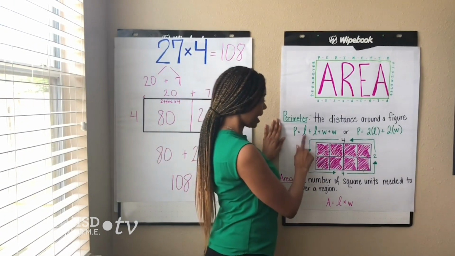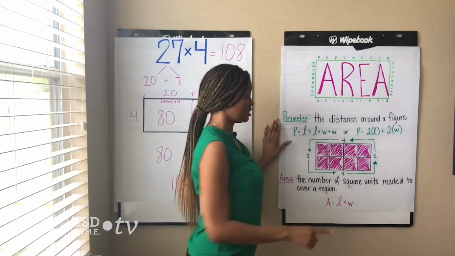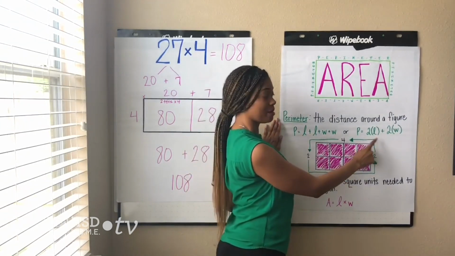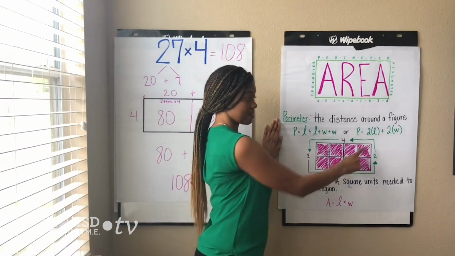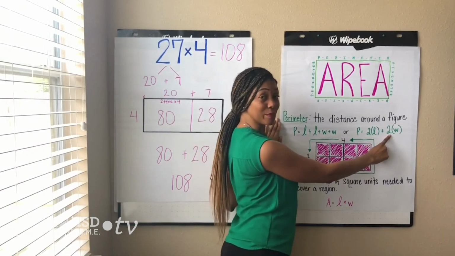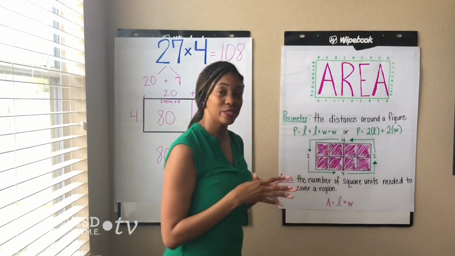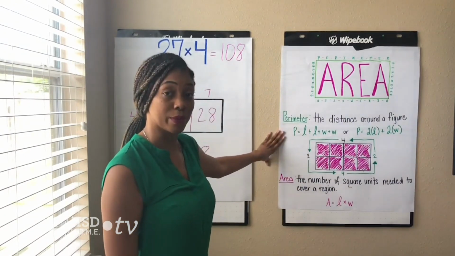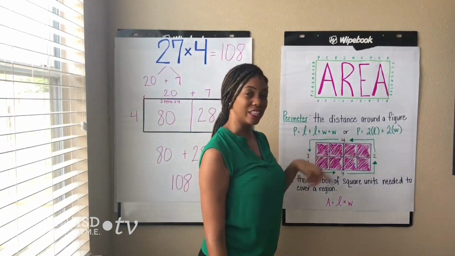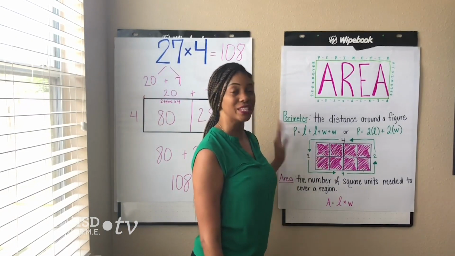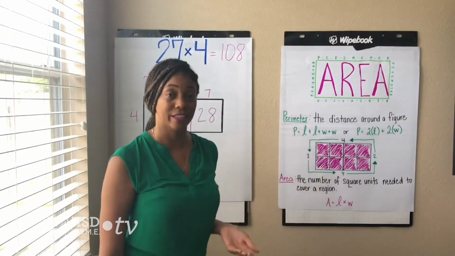So instead of adding all of them, I can also just say, I'm going to take 2 and multiply it by my length. And then I have 2 widths. I can take 2 and multiply by my width and add those together. And that will also give me my perimeter. And if you notice, I wrote my length using the cursive letter L because I didn't want to confuse it with the number 1.